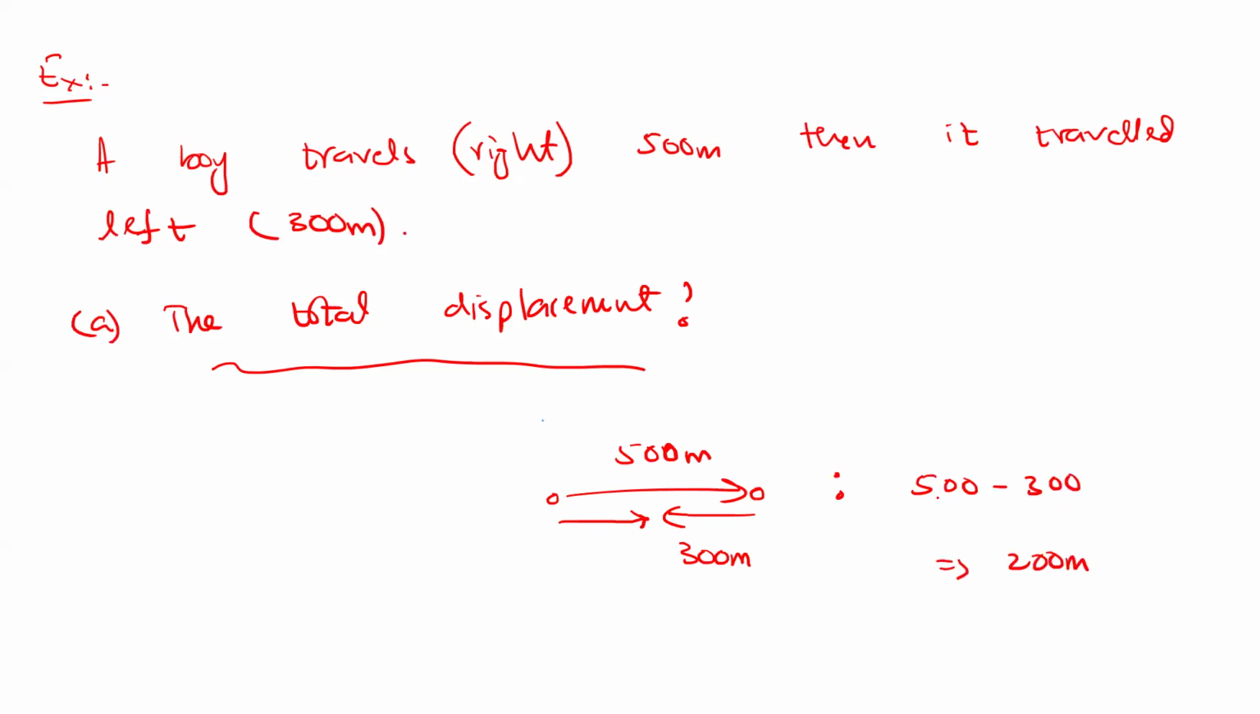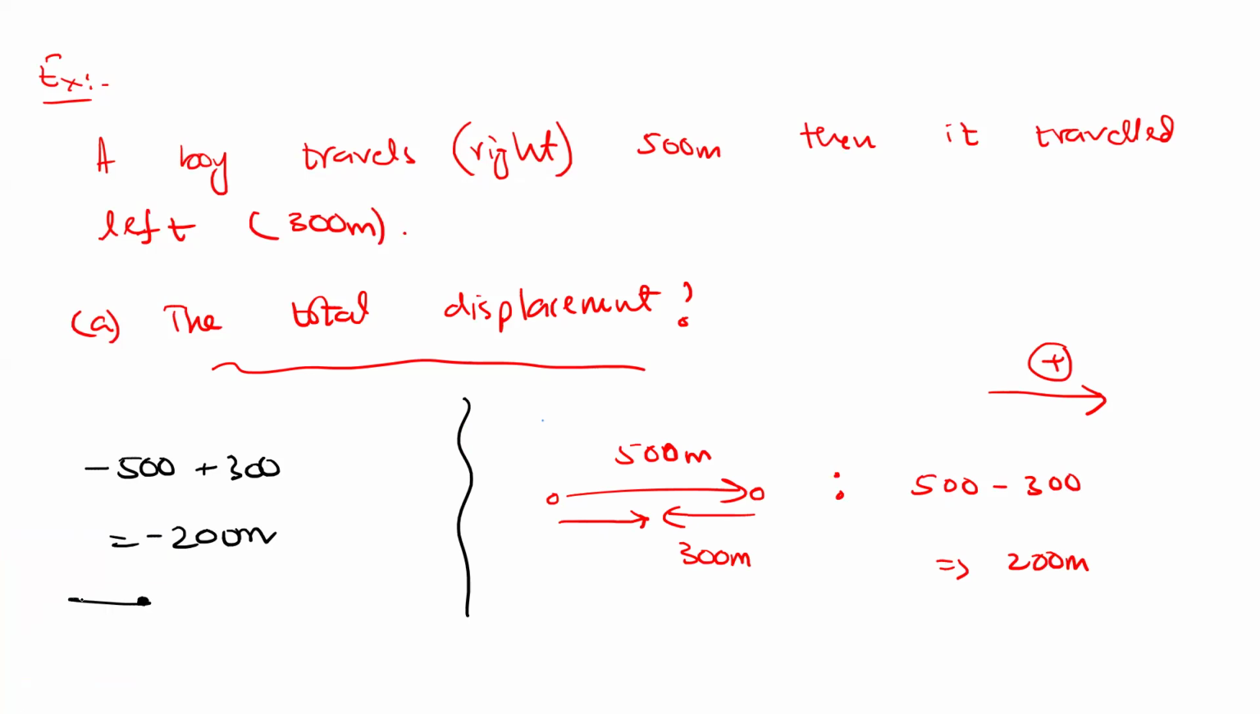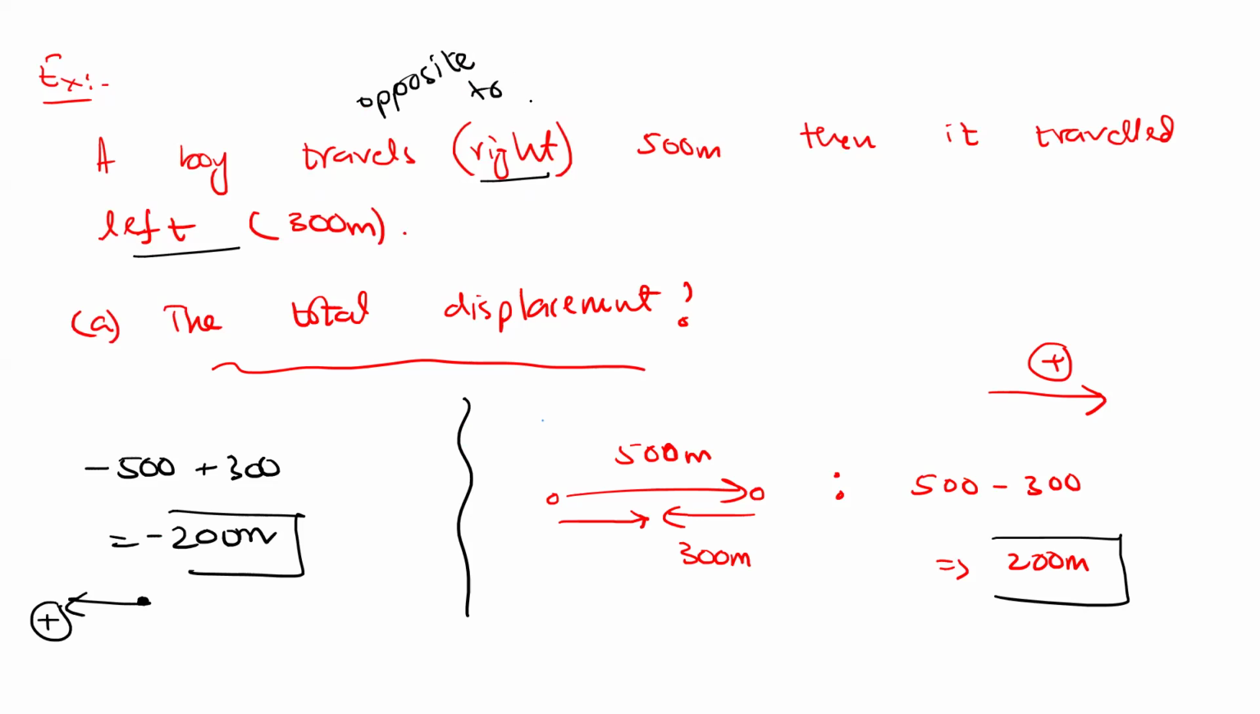200 meters. Now for this, you have assigned this direction as positive. However, on the other side, you can still end up with minus 500 plus 300, so that would be minus 200 meters, which is assigning this direction as positive. So both of these answers are equally correct. And yet we never had to draw anything. Why? Because the directions were exactly opposite to each other. Do you get this? Yes, sir.